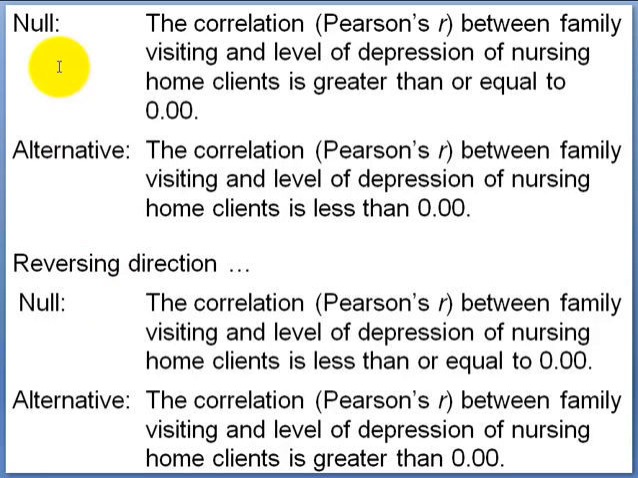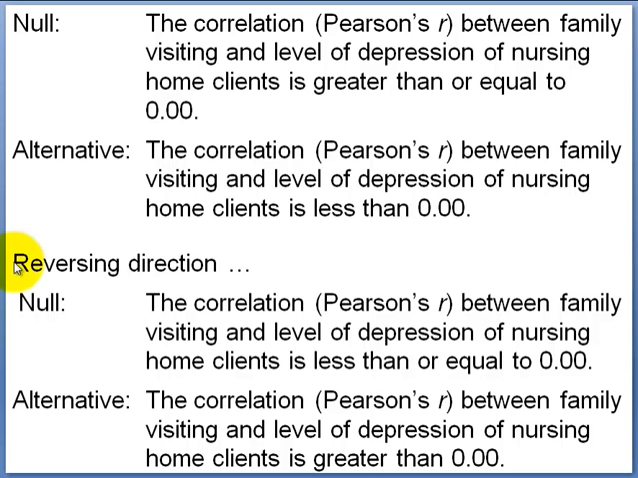Let's look at a correlation example. The correlation between family visiting and level of depression of nursing home clients is greater than or equal to 0. Alternative: the correlation between family visiting and level of depression of nursing home clients is less than 0. So the alternative carries the logically opposite condition.